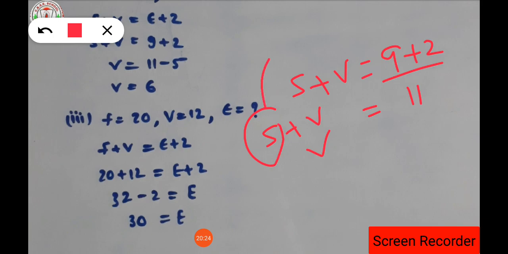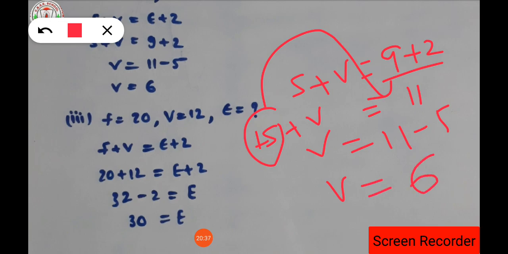So this 5 will be transposed. So 11 minus 5. Since here it is in the form of plus 5, while transposing it becomes minus. So the value of vertex will be how much? That will be 6. Okay.